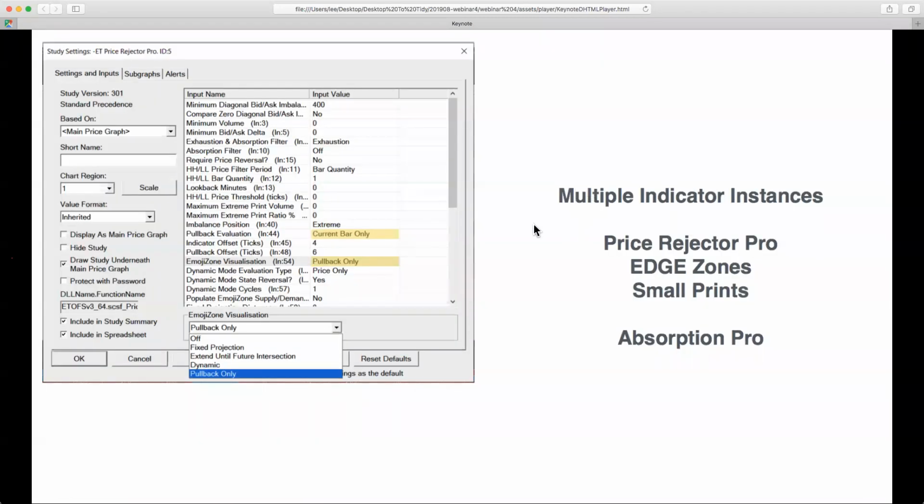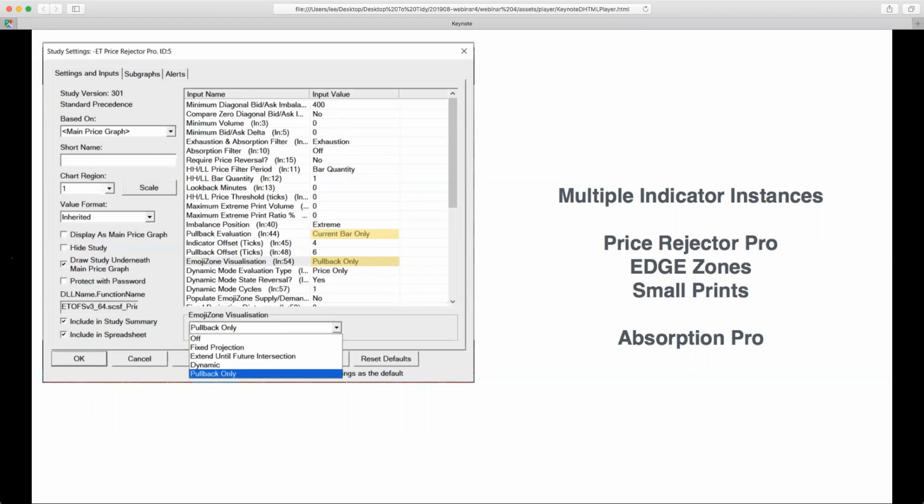So I recommend applying 2 instances of a given indicator to your chart. One is only there to visualize what's happening within the pullbacks. The other one is there for your main chart with fixed projection or dynamic mode. And of course, in that main candlestick indicator instance, you wouldn't have any pullback evaluation. You'd have that set to off.